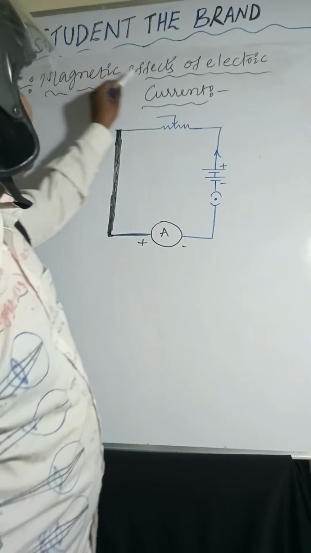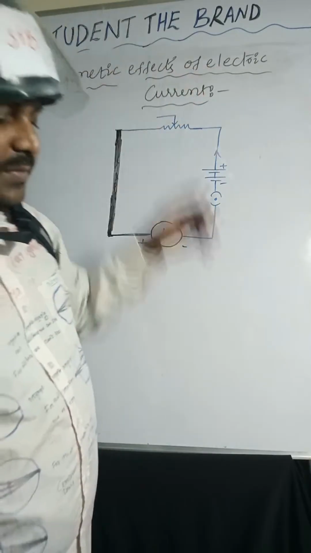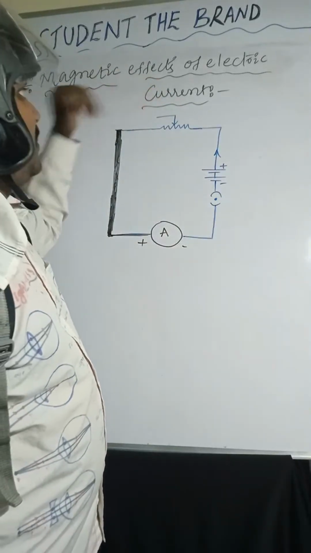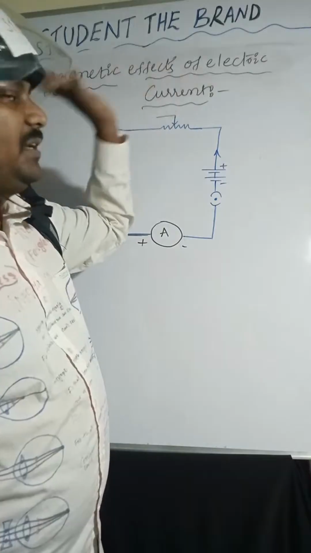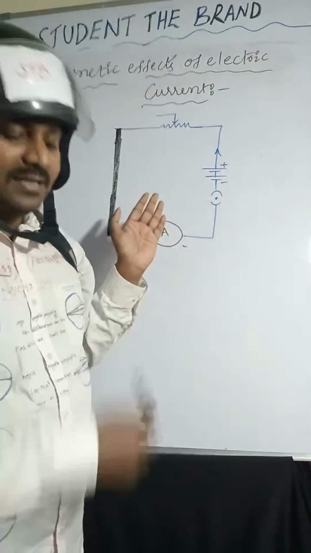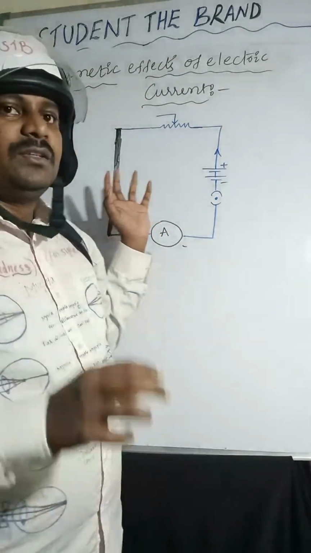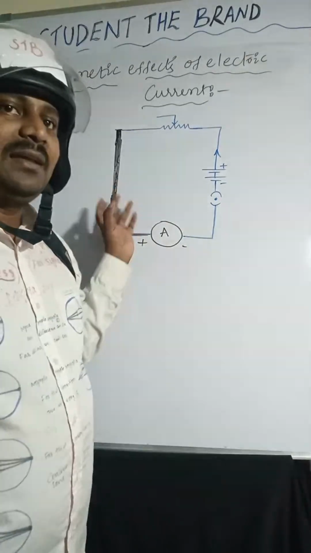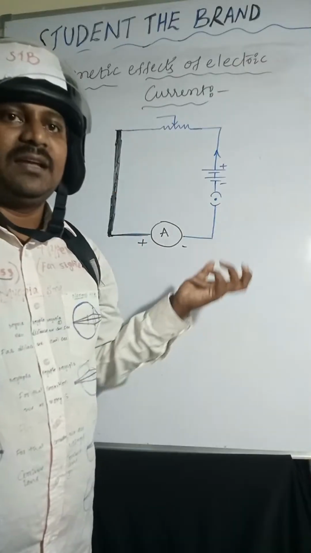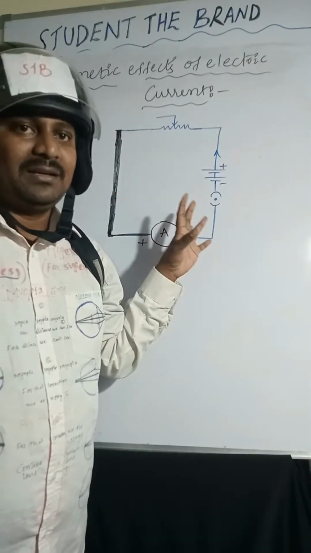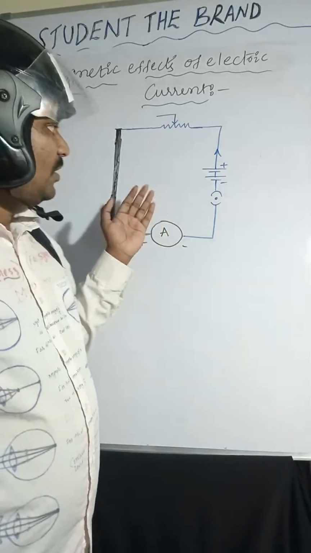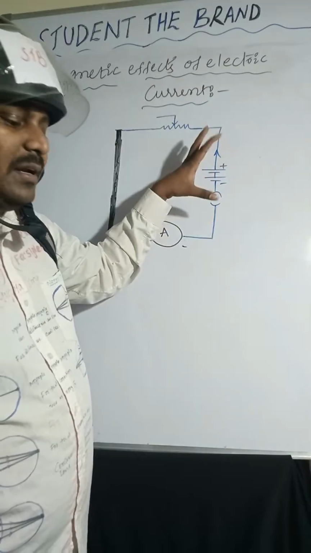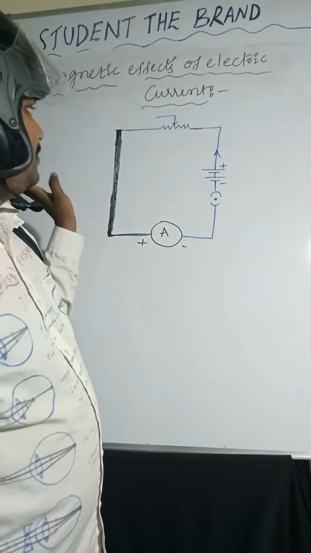So, magnetic effects of electric current. The meaning of the chapter name is that by passing the electric current through the conductor, it produces a magnetic field, or it acts as a magnet. It behaves as a temporary magnet. Whenever you remove the battery, it won't act as a magnet. If you attach the battery, it will act as a magnet.